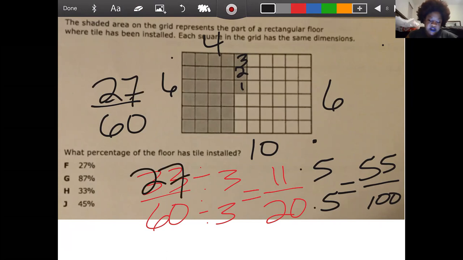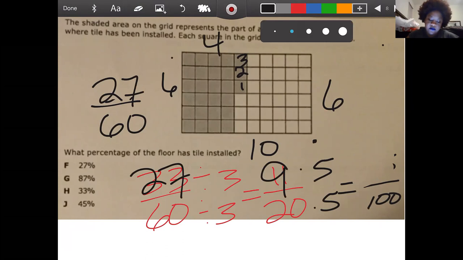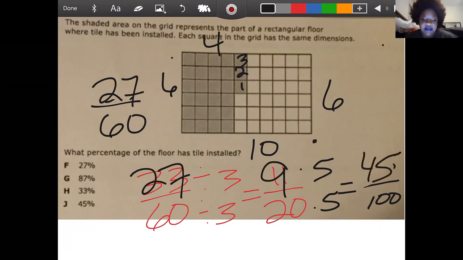And then 27 divided by 3 is 9. 60 divided by 3 is 20. And then you can still scale. 9 times 4 is 45. And then you have 45%. Sorry about that, guys. So 45%, okay?